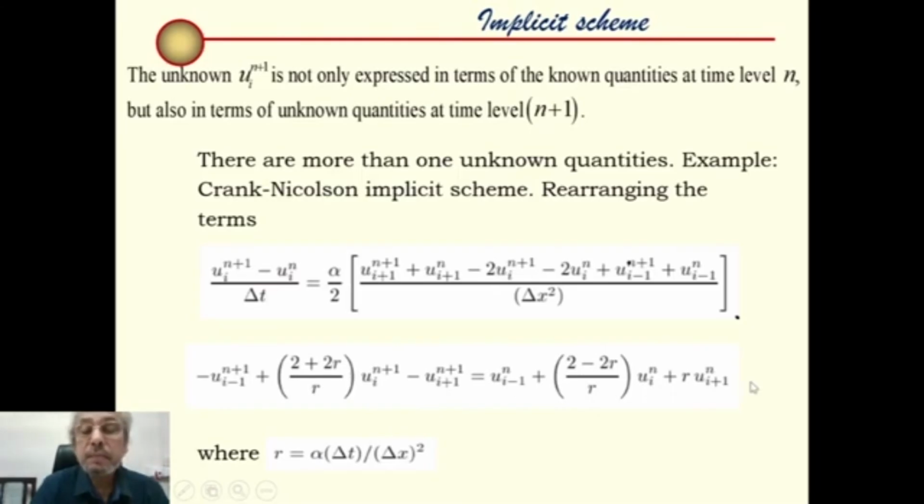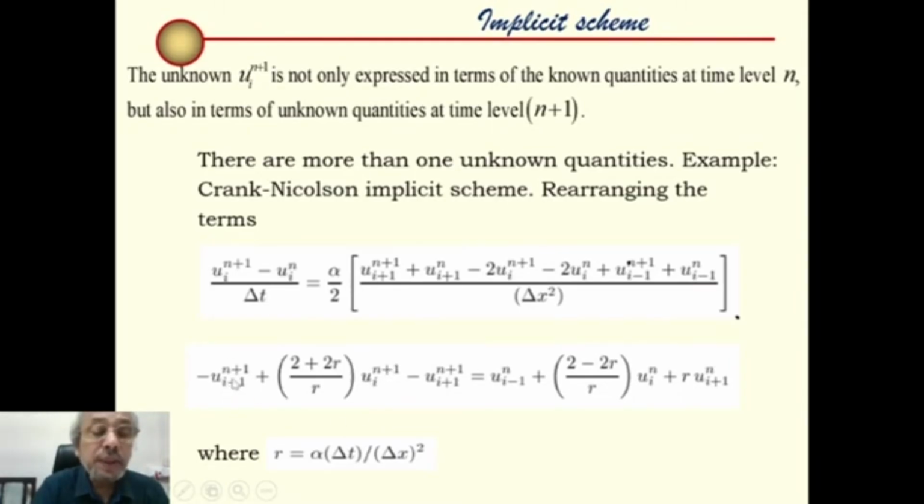Now if this equation is run from I equal to 2 to I equal to I max minus 1, then if we substitute I equal to 2, we will get u2 n plus 1. The first term on the left hand side will be u1 n plus 1, and the third term will be u3 n plus 1. So u1, u2, u3, all three quantities are unknown. We will get one algebraic equation in terms of u1, u2, u3 equal to a known quantity. Then we will vary I equal to 3, and again we will get another equation, where u3 n plus 1 will be the middle term.